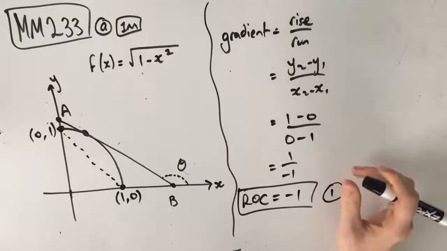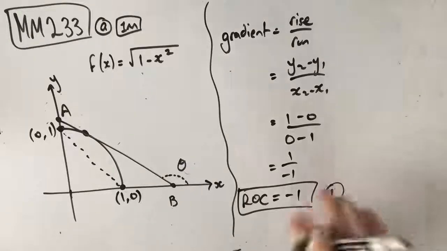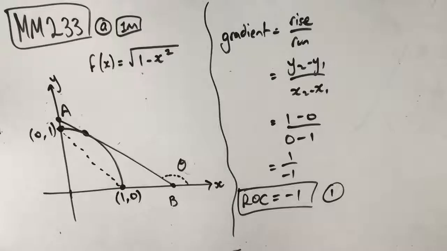But the biggest thing is just whenever you see rate of change or average rate of change, we're talking about the gradient between 2 points. Cool, let's move on to part B.